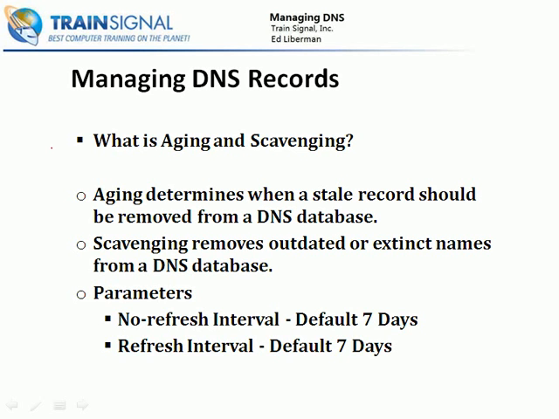Every record has a timestamp along with a couple of aging and scavenging parameters. These are the no refresh interval, which is a span of time where the DNS server will not accept refresh attempts. After which there is then a refresh interval, which is a span of time where the DNS server will accept refresh attempts. Now, the defaults for both of these are 7 days. Okay? You can change that, but that is what the default would be. Let me see if I can go ahead and show you exactly how this works.